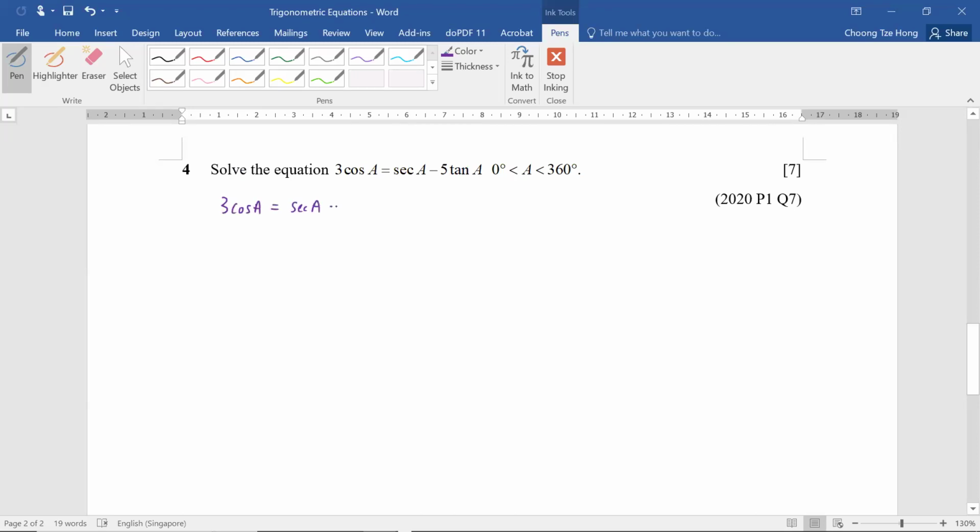We have 3 secant A equals 3 minus 5 tangent A. Okay, so are we able to express secant in terms of maybe sine or cosine, and then we move on from there?